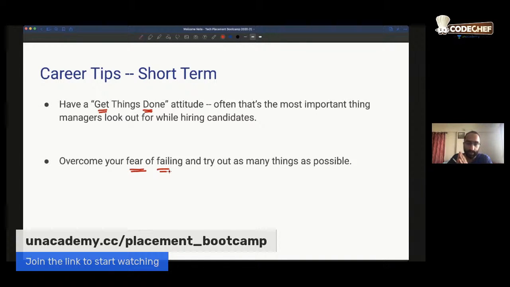Even if you fail, even if you don't do well, only once you try out different things will you eventually hit a thing where you do well and where you actually succeed. So for the short term, have an attitude of getting things done, overcome your fear of failing, and try out as many things as possible. I think these are the two tips I would give to anybody who is planning a career and wants to do well in the short term.